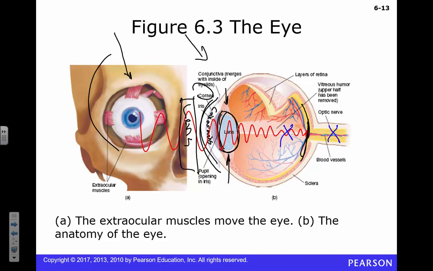All right, questions about that? What else do I need to tell you here? Retina, we'll talk a little bit about retinal circuitry in a minute. I think that's it, right? Sounds good.